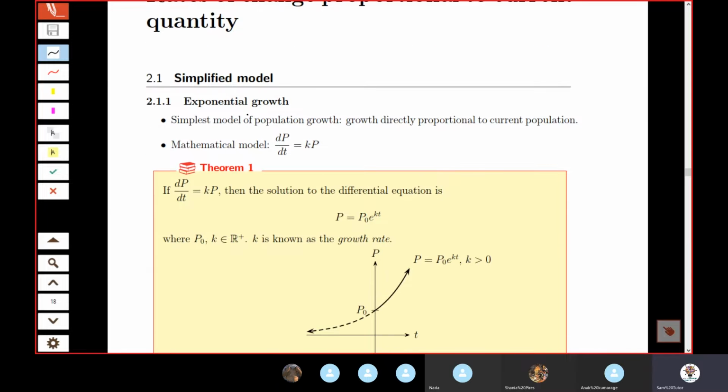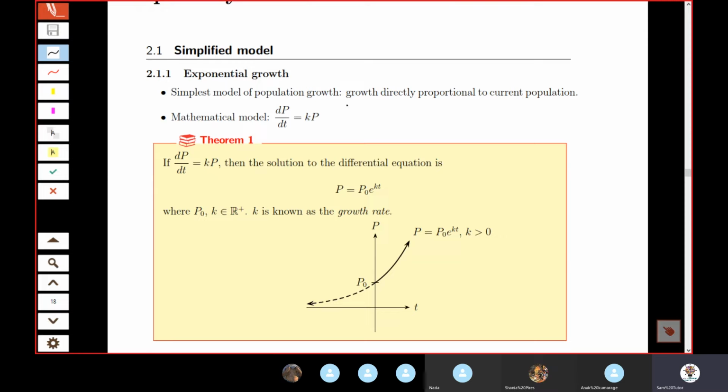So with a growth, the idea is it's a simple population growth. The growth is directly proportional to the current population. So in other words, the mathematical model is dP/dt = kP.